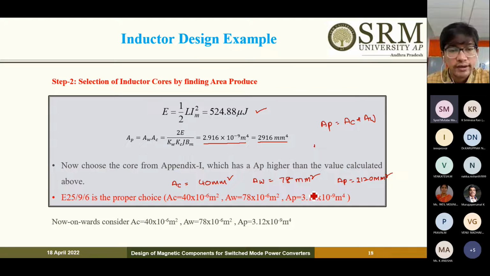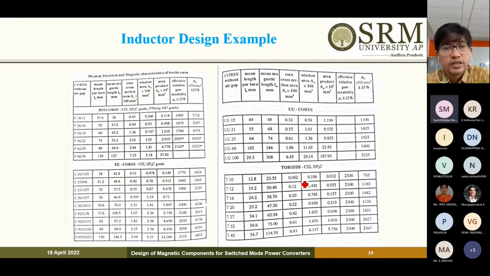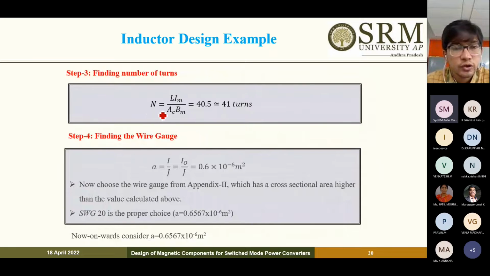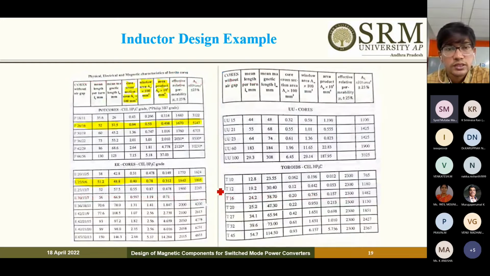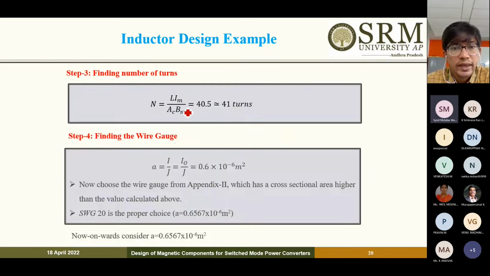Once you know these values, now we need to calculate the number of turns. We know the expression from the inductor design: N = L IM by core area into magnetic flux density. L is 100 microhenry, IM is the maximum current, and core area is 40 mm square. If you substitute here, with magnetic flux density of 0.2 Tesla, it comes approximately 40.5 turns. If you round up to the nearby value, the number of turns will be 41.